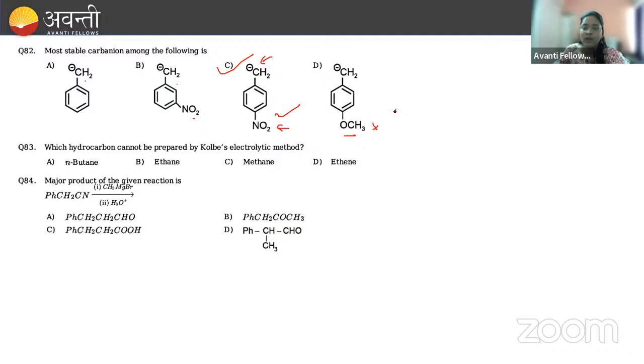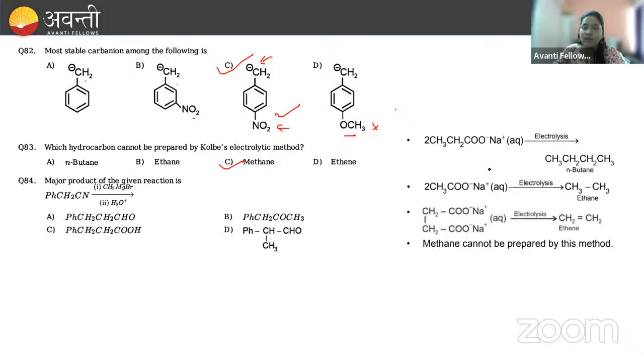Okay, next problem. Which hydrocarbon cannot be prepared by using the Kolbe electrolytic method? This is a very basic question. By using the Kolbe electrolytic method, methane cannot be prepared. Why can it not be prepared? See here, I have given the reaction of the Kolbe electrolytic method. Here I have taken a given carboxylic acid salt. When its electrolysis is done, there is formation of n-butane. When there is an ethyl salt, there is ethane. When there is a compound like this, there is ethene. But methane cannot be prepared by using such a method.